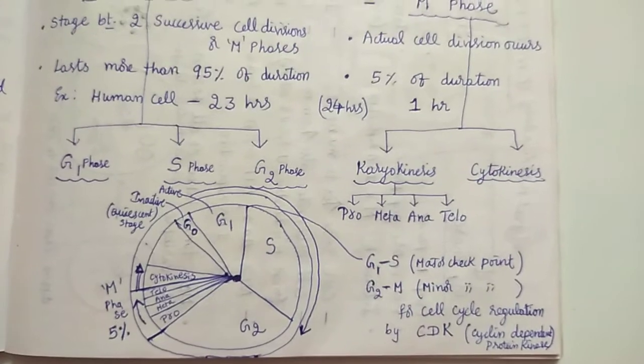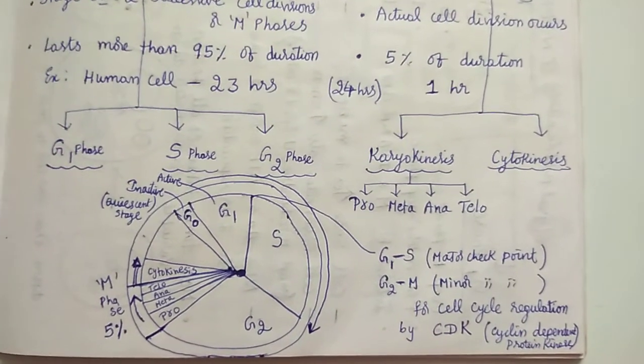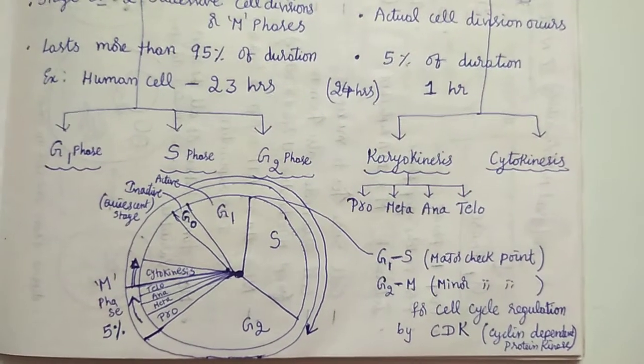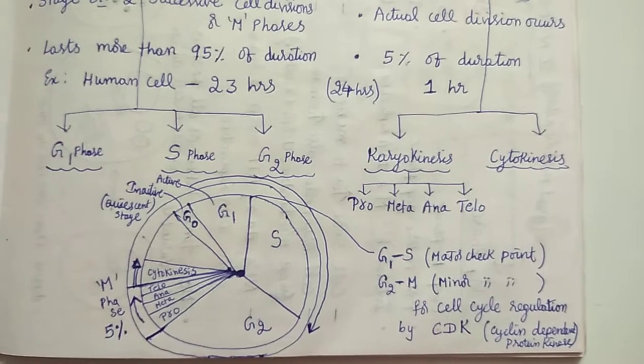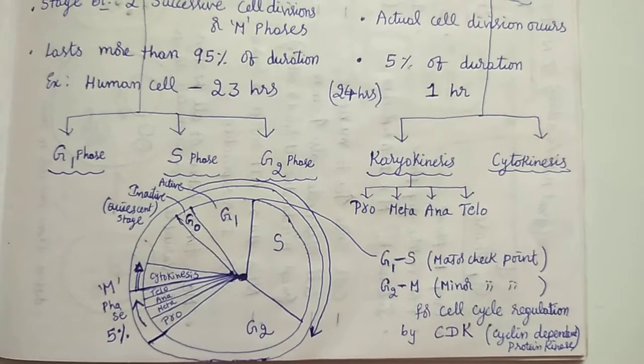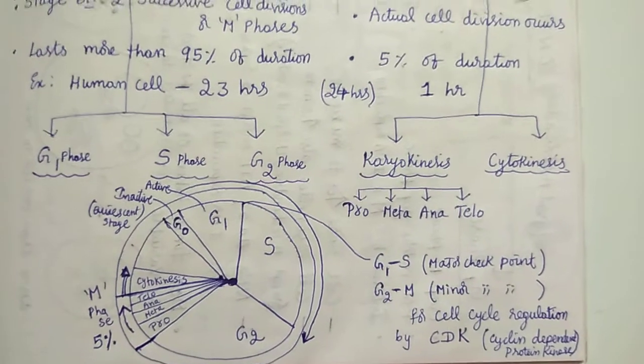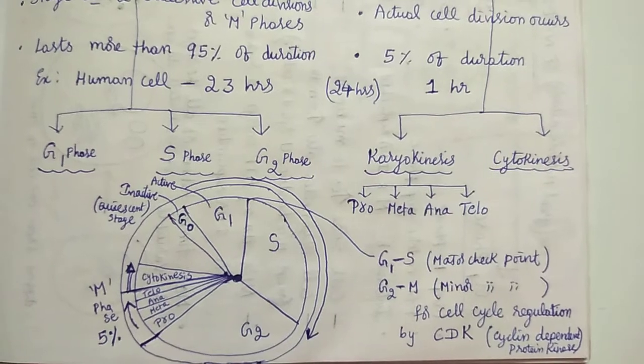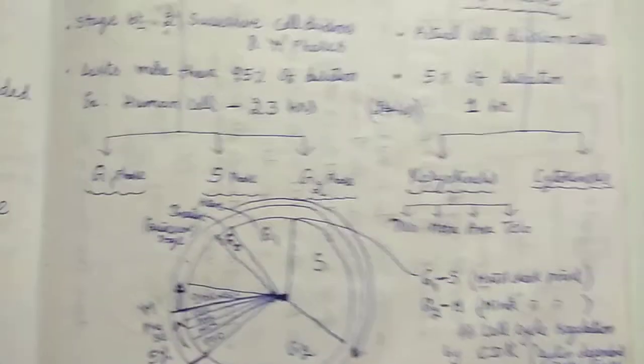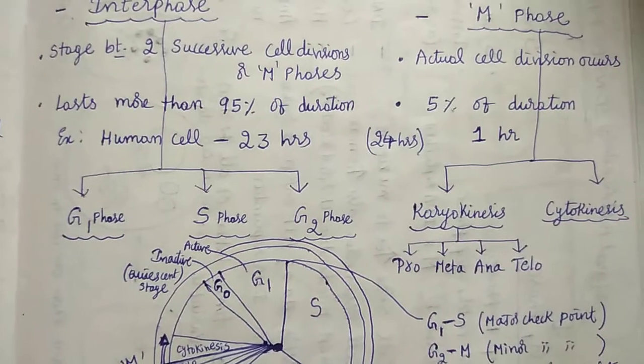So what happens in the cell cycle, if you are clear with this diagram, you will be able to answer so many questions, whatever type of questions have been given in NEET. So this is the diagram. I have clearly explained this in my lecture videos. This is only the notes. Next, moving on to the interphase.